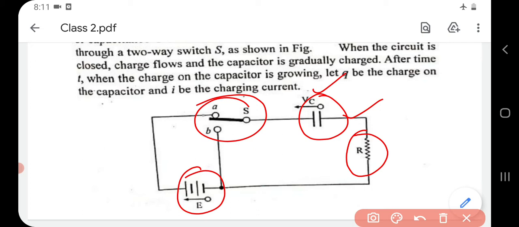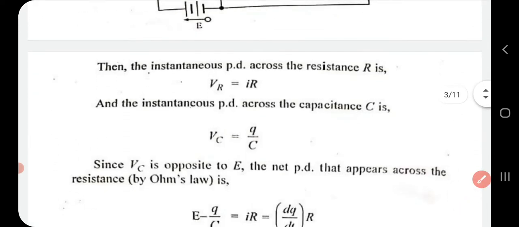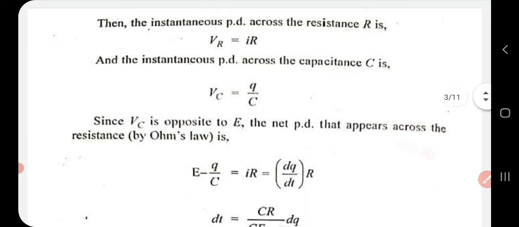Now after a time t, let the charge on the capacitor be represented by the small letter q, and let I be the charging current. Then the instantaneous voltage, or potential difference, across R is denoted as VR, which is given by IR, where I is the charging current and R is the resistance. Similarly, the potential difference across the capacitance C is VC equal to Q by C, where Q is the charge on the capacitor and C is the value of capacitance.